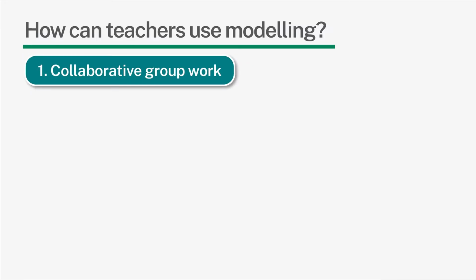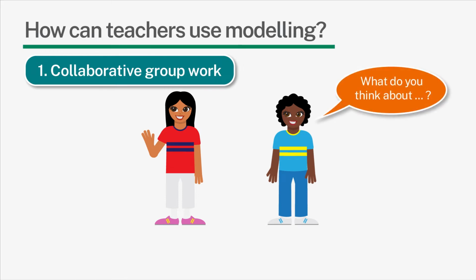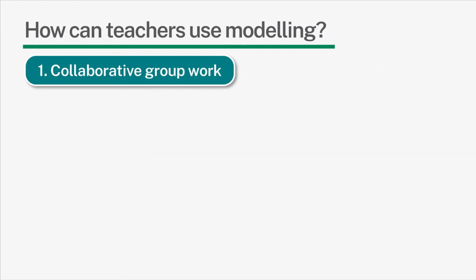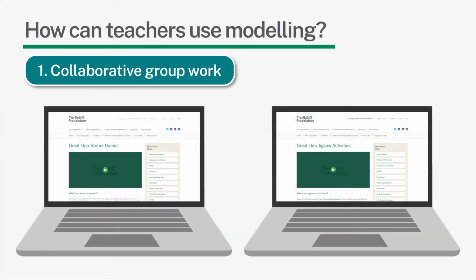Collaborative group work. Group tasks which necessitate communication between learners can provide a great opportunity for EAL learners to work with peers who can provide good models of English. For example, you might want to pair a new to English learner with a competent learner. Two highly collaborative activities you might want to use to provide opportunities for peer modelling are barrier games and jigsaw activities. To learn more about these, go to the Great Ideas pages.